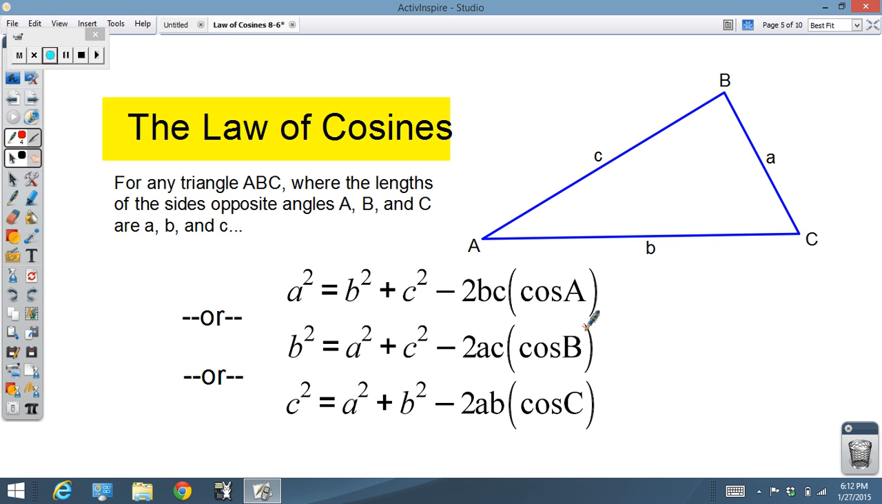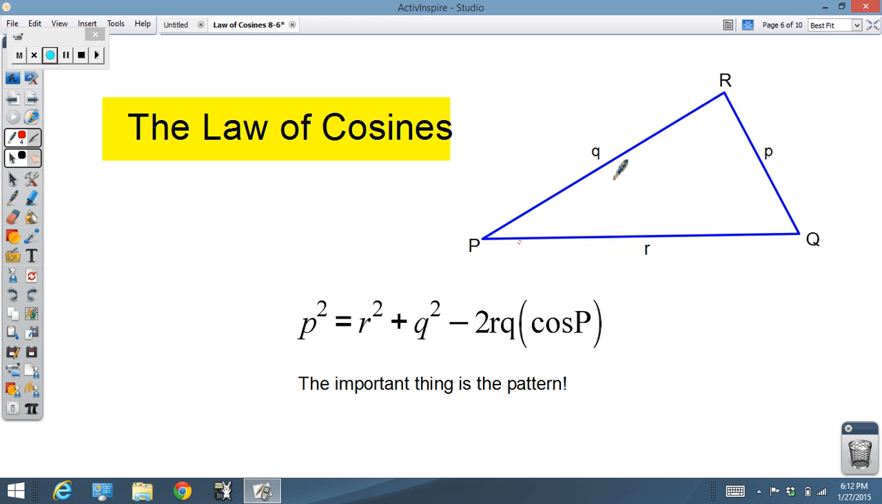And again, we can apply it to any of the three side-angle combinations as long as we apply it right. Of course, we're going to end up with triangles that are called PRQ, and the important thing is the pattern. Once you get used to seeing it, you will remember the pattern is what's important: any side squared is equal to the sum of the squares of the two other sides minus 2 times the two other sides times the cosine of that angle across from it.